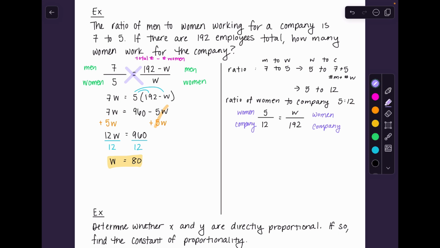So to solve for this, we go ahead and cross multiply, and that gives us 5 times 192 is equal to 12W. 5 times 192 is 960, is 12W, and you see we end up with exactly the same equation. So when I go ahead and divide by 12, I still end up with W equaling 80. So not as intuitive to go through this approach to start, but it's definitely a little bit easier of an equation to solve. So completely up to you.